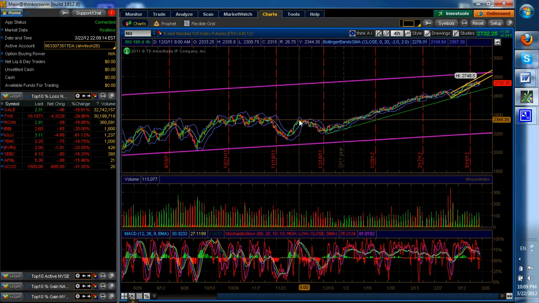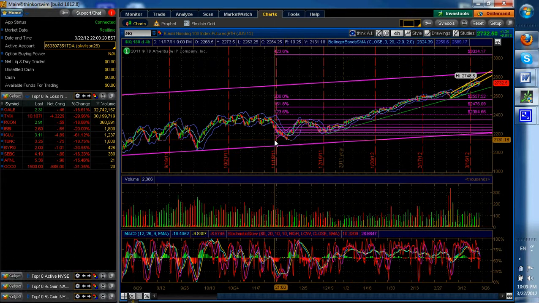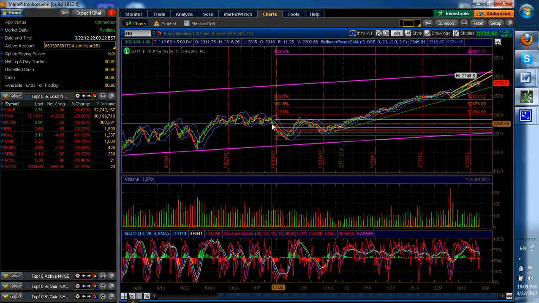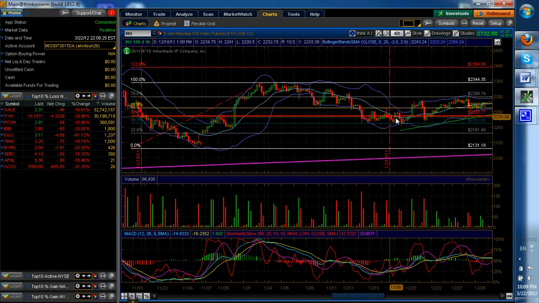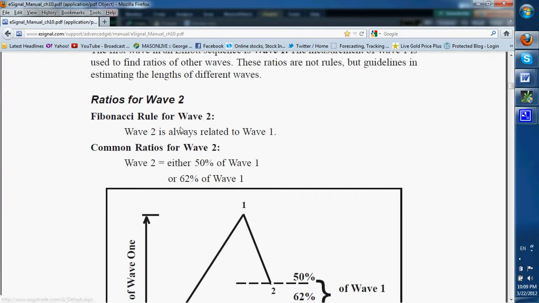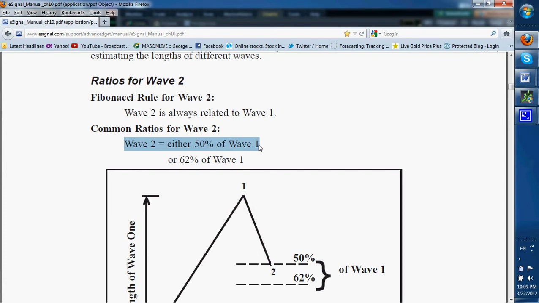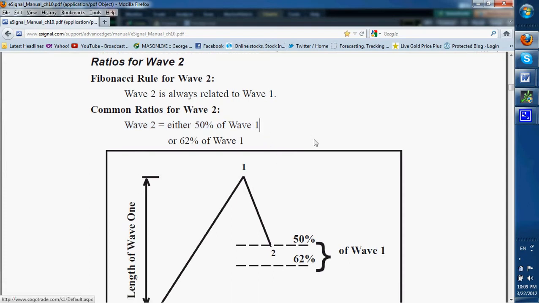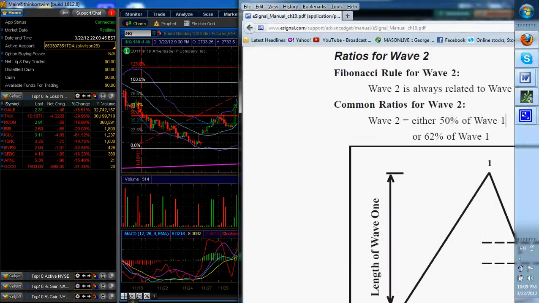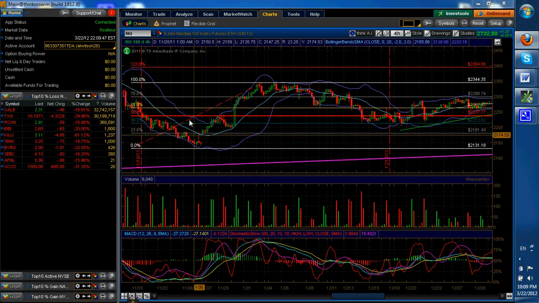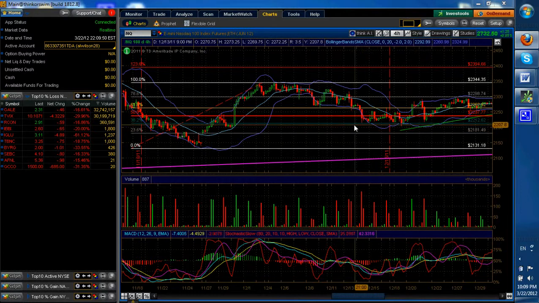And to prove that, if we draw a Fibonacci line from here to here, the length of wave 1, we can see that wave 2, which ended around right here, retraced 38.2%. And if we flip that around and do the inverse, it'll be 61.8%. And so according to our little book right here, it states that wave 2 can either retrace 50% of wave 1 or 62% of wave 1. So that's exactly what we got. We got 61.8% right here, after converting it inversely.